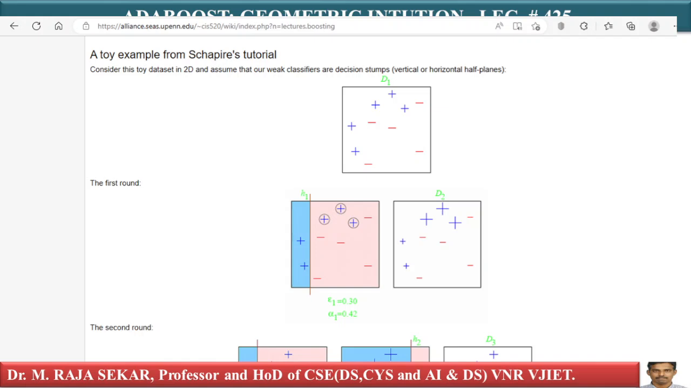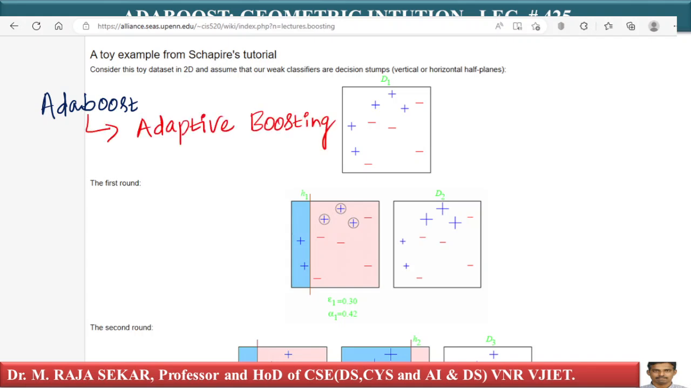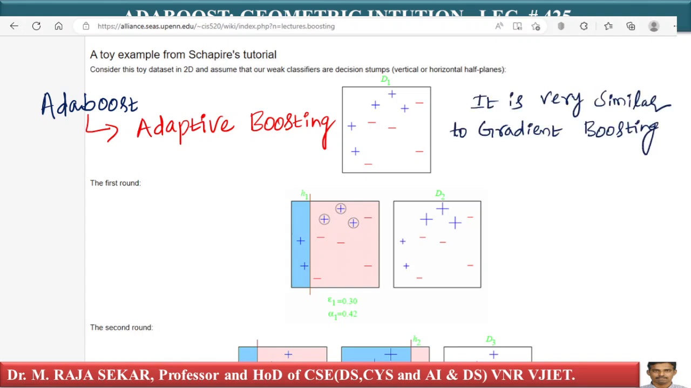There is another popular boosting algorithm called Adaboost. It is also called adaptive boosting. It is very similar to gradient boosting but with a couple of key differences. So, instead of going too deep into Adaboost, I will give you a geometric intuition of what is happening in Adaboost.